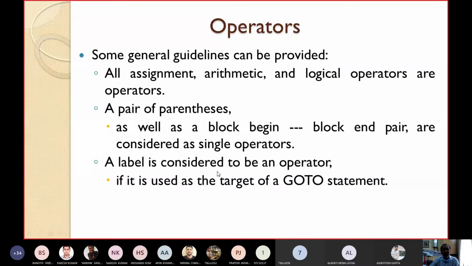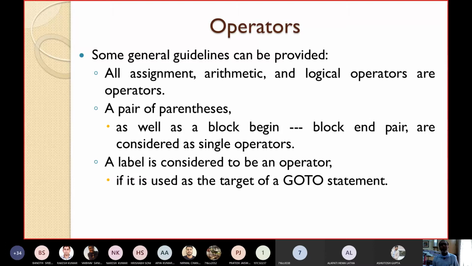Similarly, a label is considered to be an operator if it is used as the target of a go to statement. Those who have used go to statements might have written go to error, and error is defined somewhere else. That statement which is labeled as error also has to be treated as an operator. So a label is also considered to be an operator if it is used as the target of a go to statement.